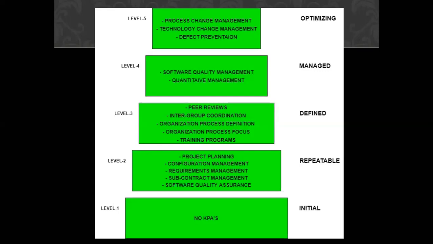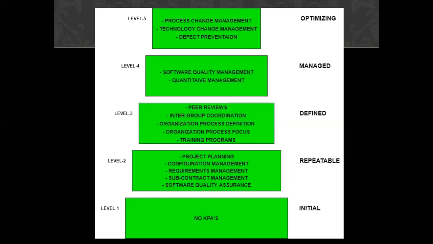When organizations are at the initial level, their processes are immature and not well defined. You already know that. There is no basis for predicting product quality or time of completion, nothing is there. So that's why there are no key process areas for the initial level.